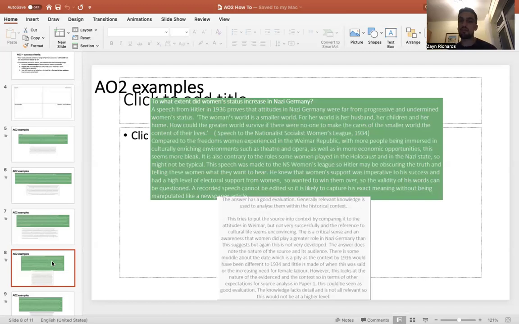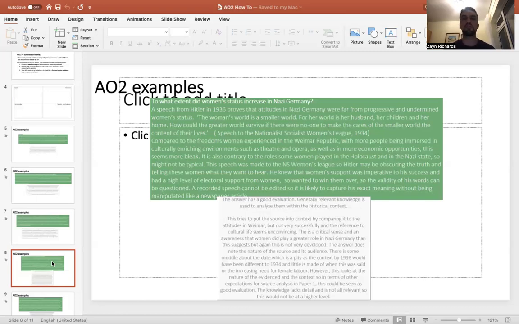What's also really nice about this is that they consider the provenance. So the fact that the speech was made to the Women's League, so Hitler may be obscuring the truth, telling women what they wanted to hear. And it's also used some own knowledge, which says he knew that women's support was imperative to success, and so on. Okay. There's 2 issues with this.